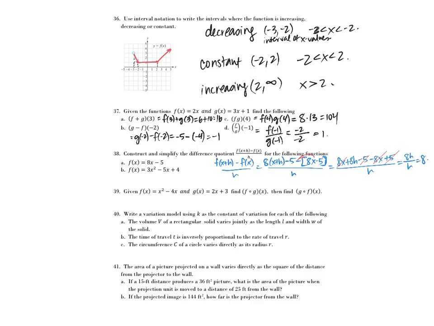For this one here, I'll go over here. So if I do f of x plus h minus f of x over h, when I plug x plus h in for x here, I'll get 3 times x plus h squared minus 5 times x plus h plus 4 minus 3x squared minus 5x plus 4.